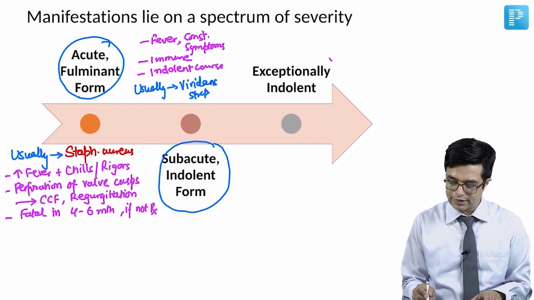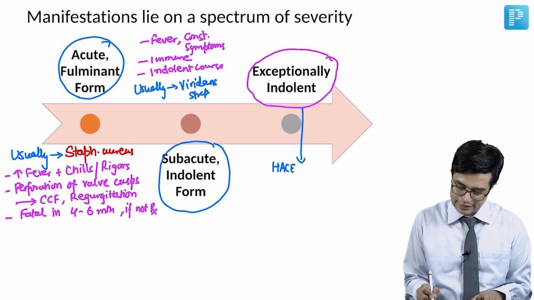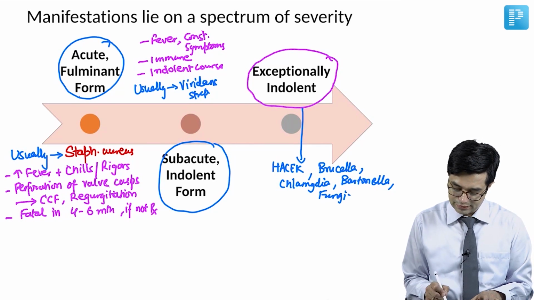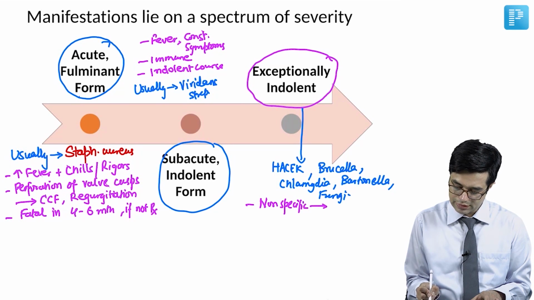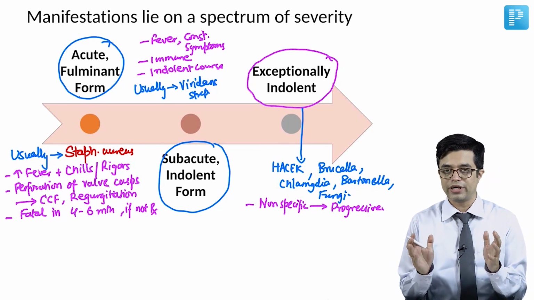And then the third category are the exceptionally indolent forms. These are usually caused by organisms like the HACEK group of organisms, by Brucella, by Chlamydia, Bartonella, and sometimes by fungi as well. And the presentation can be non-specific but progressive in nature. So this spectrum of severity usually follows this broad categorization.